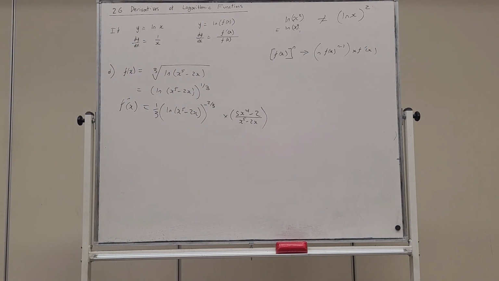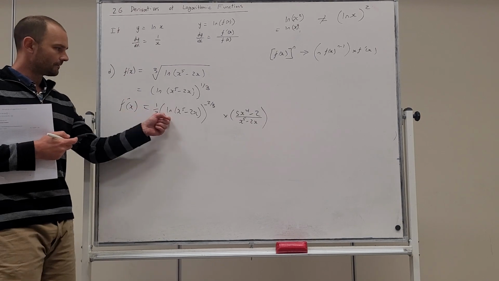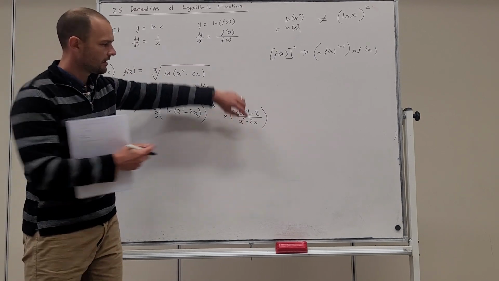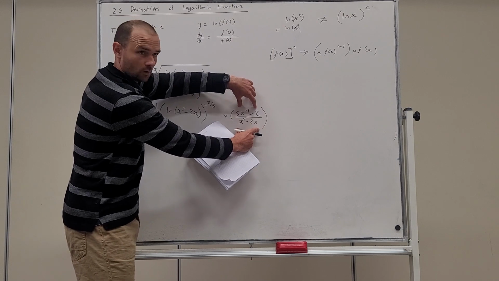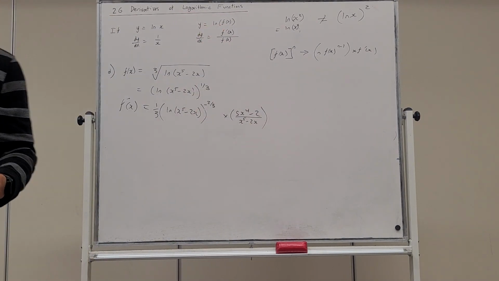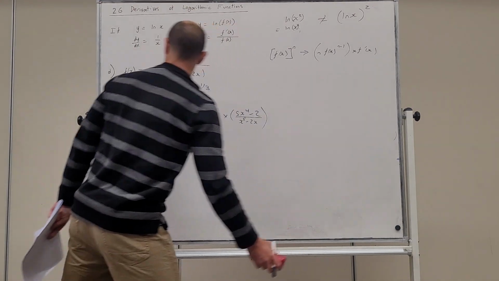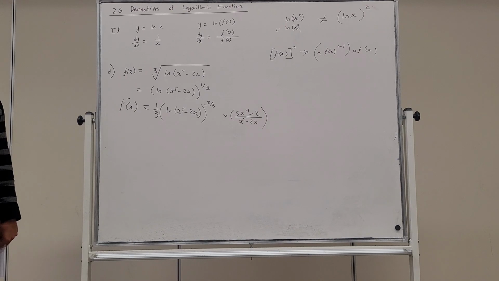Okay, so that's quite a tricky one. There's a lot of rules going on there, right? We've got the chain rule, n f(x)^(n-1) times f'(x), and then in here we're doing a derivative of a logarithmic function, a direct application of this rule. Very good. Okay, so everyone okay for me to give it a clear here?